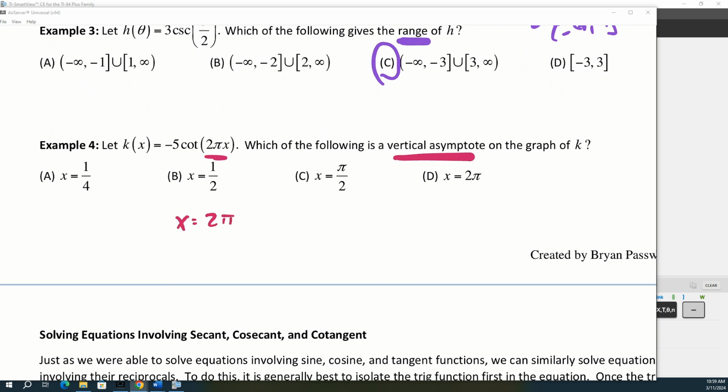Sorry, I don't even know what I'm doing. There we go. And then solve it for x by dividing by 2 pi. And so that's going to be b.